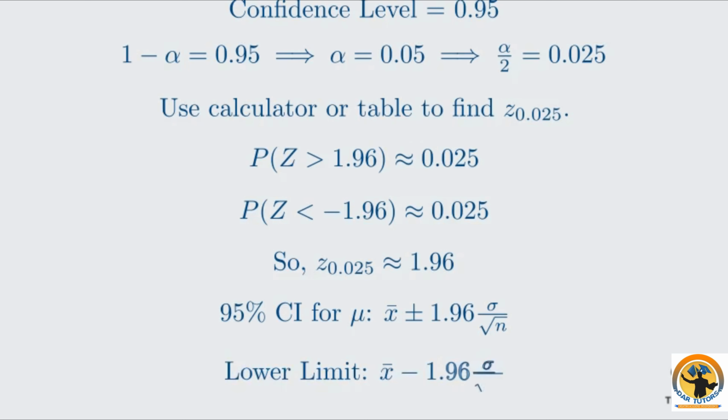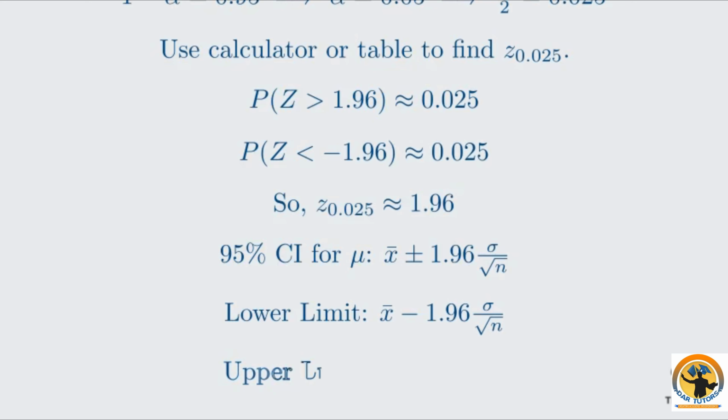So the lower limit is x bar minus 1.96 times sigma over root n, and the upper limit is x bar plus 1.96 times sigma over root n. Let's work through an example. Suppose a sample of 60 yabbies was taken from a dam. The sample mean weight was 84.6 grams. The population standard deviation is known to be 16.8 grams. We need to construct a 95% confidence interval for the population mean weight.